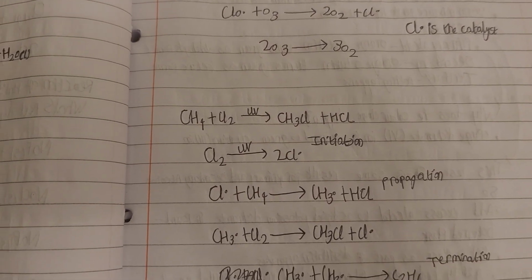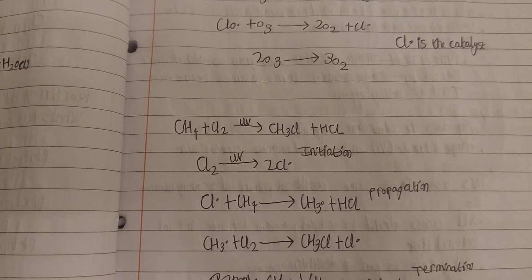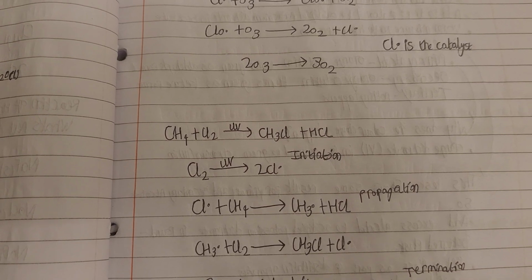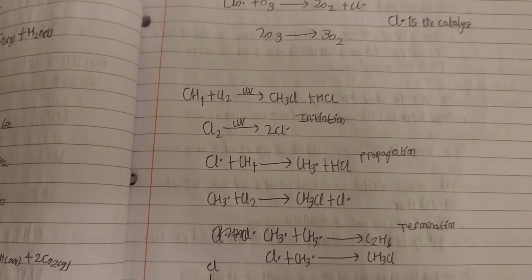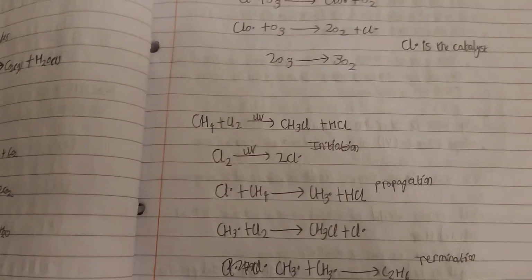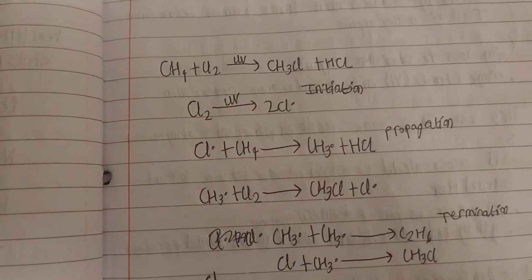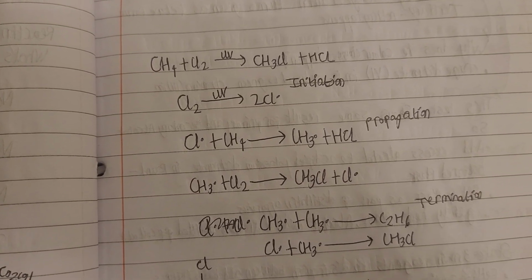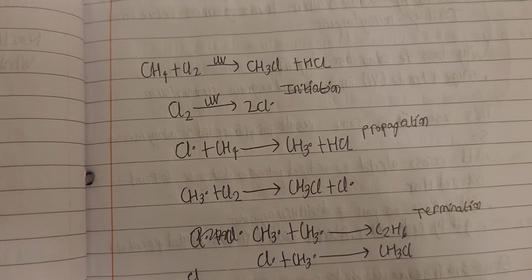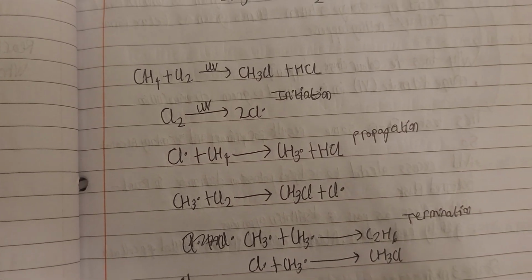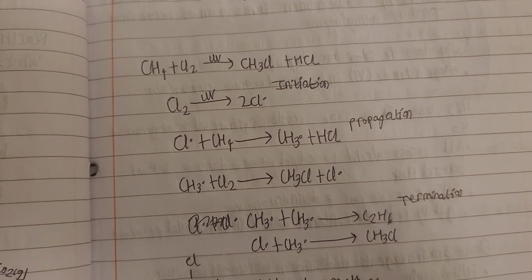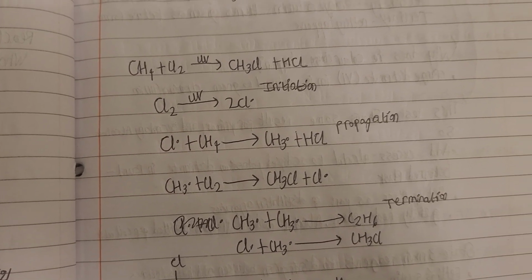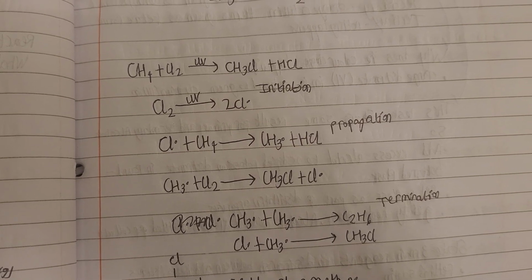Now we've got methane and chlorine: CH4 + Cl2, with UV, to form CH3Cl + HCl. Cl2 with UV to 2Cl dot is initiation, where free radicals are produced. Then Cl dot + CH4 to form CH3 dot + HCl is propagation. And then the second propagation reaction, CH3 dot + Cl2 to form CH3Cl + Cl dot. And then the termination, CH3 dot + CH3 dot to form C2H6, or Cl dot + CH3 dot to form CH3Cl.